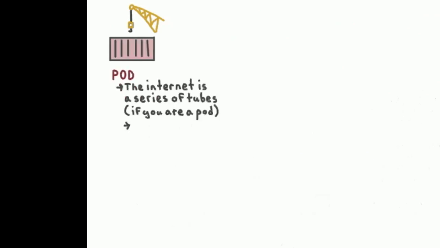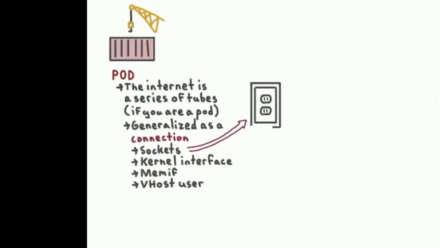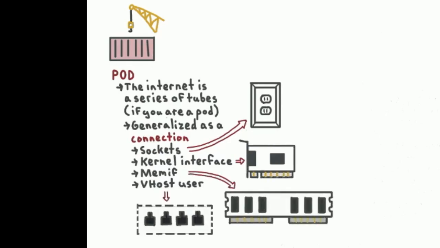As it turns out, if you were a pod, the internet is a series of tubes. Now, those tubes might be the sockets at the TCP layer that you're shoving different streams across. Or if the thing you're interested in is L2 frames or L3 packets, it could be an interface or some other interface substitute like memIF, vhost user, etc. And so here we just generalize all that into the concept of a connection between a pod and a network service implementation.